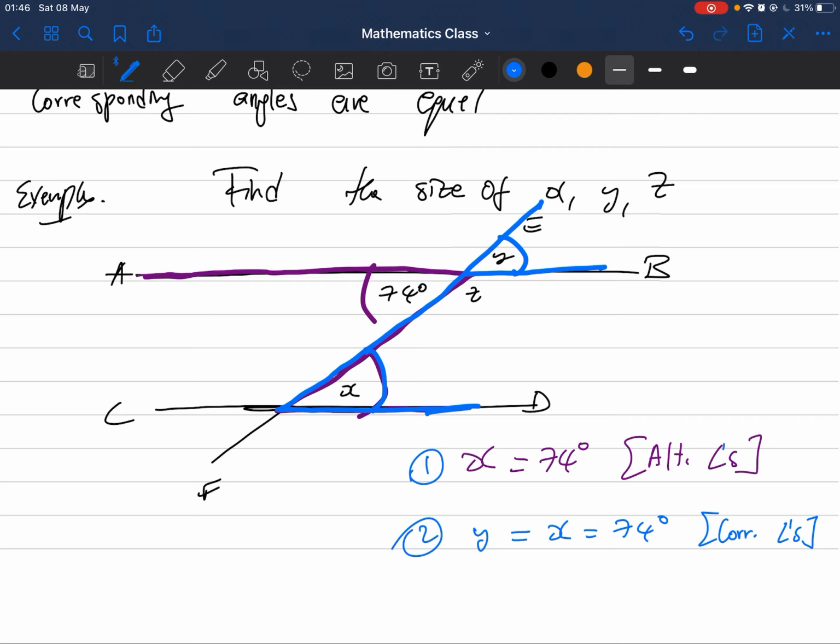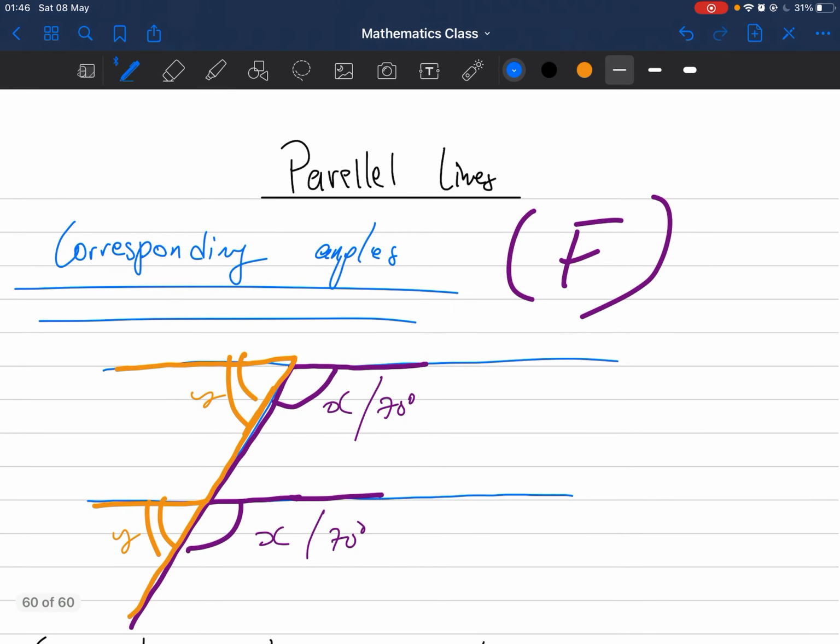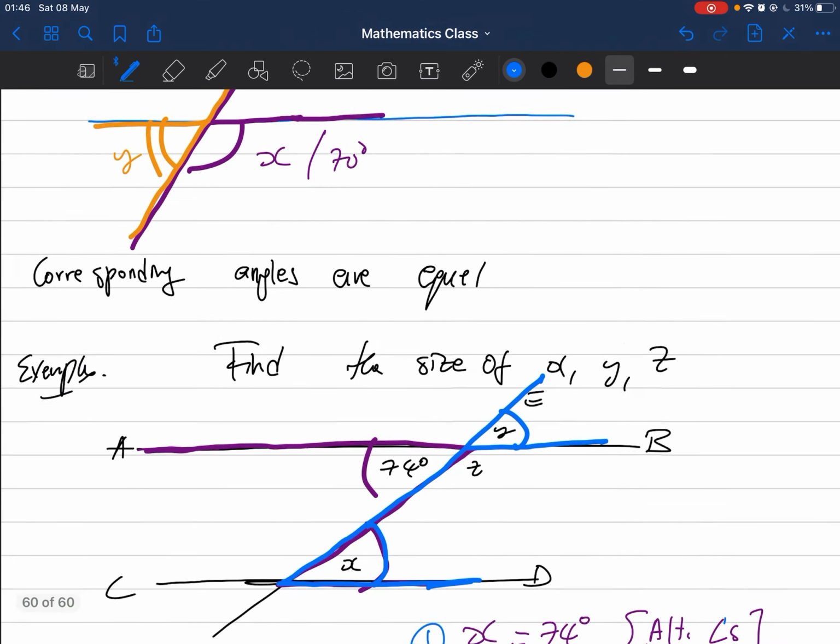So now the only thing that is left here is z. So in the next video, we're going to learn how to actually solve for z. Stay tuned, and this is really nice. Awesome.